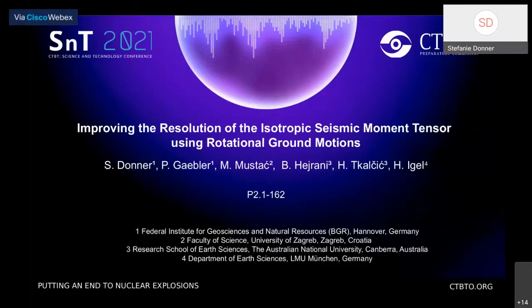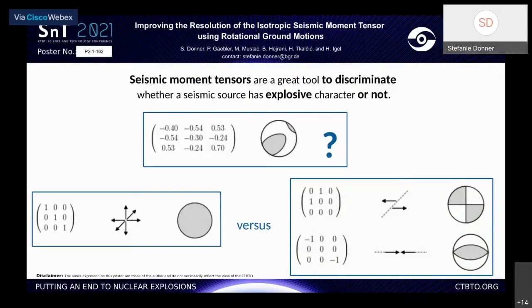I'm presenting our work here on the improved resolution of the isotropic seismic moment tensor part using rotational ground motion measurements. So we all know that discriminating whether an event was explosive or something else is one of the key tasks to verify a nuclear test, so one of the main components of the CTBT. And seismic moment tensors are actually a very great tool to do so.